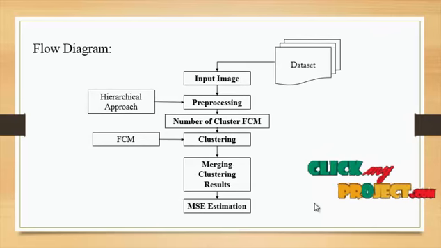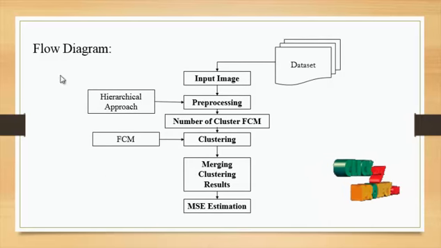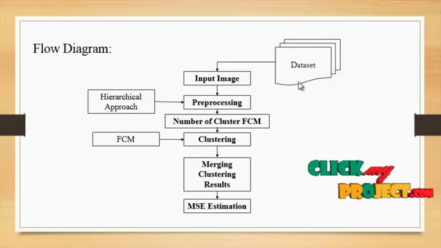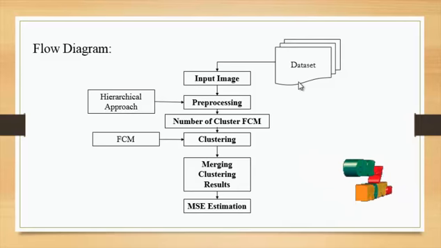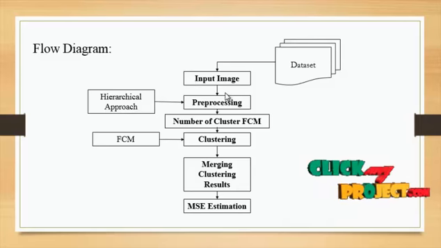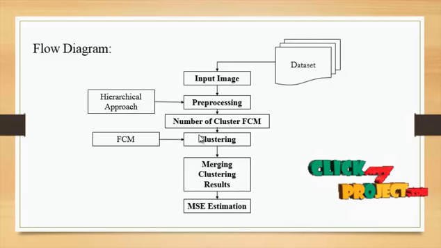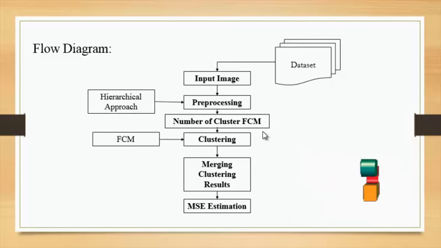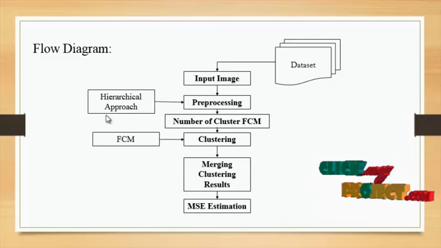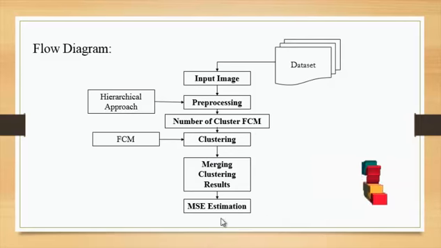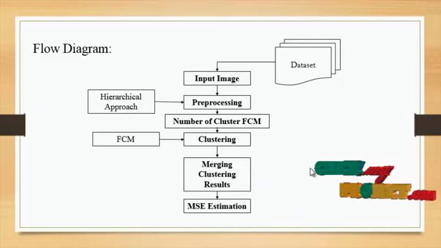Let us discuss the flow diagram of the process. This is the overall flow diagram. Here we are using the data set. A set of images is presented, and we get the input image. Then there are several models in the process, beginning with the pre-processing step, where we use the hierarchical approach, and then the number of clusters for FCM. Then comes the fuzzy C-means clustering process, where we use FCM, and then merging the clustering results, and finally estimation of the MSE. These are the overall flow of the process.